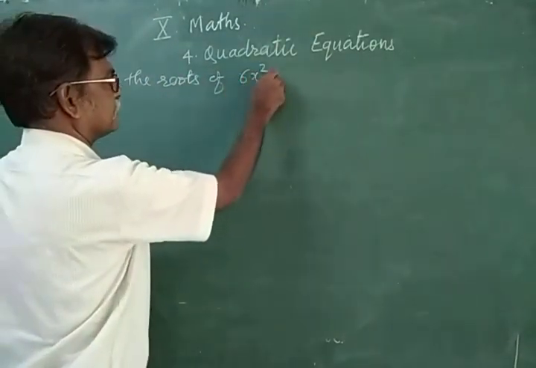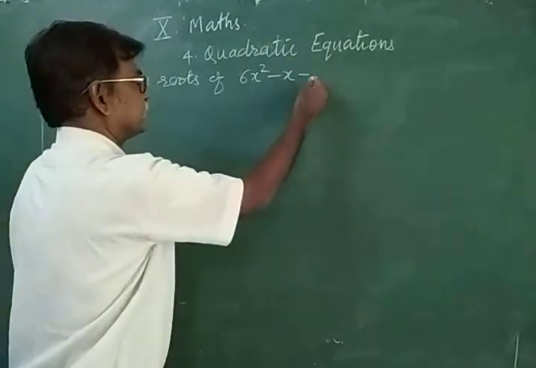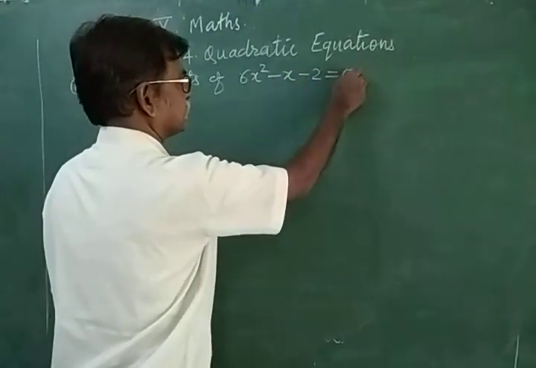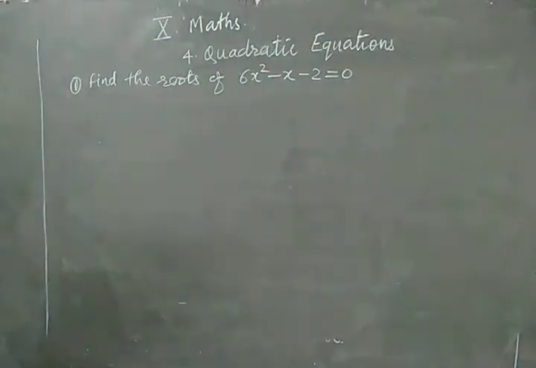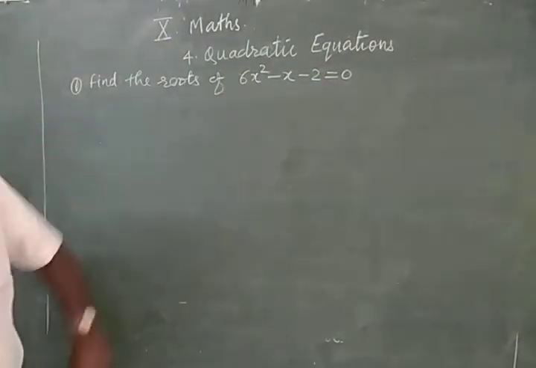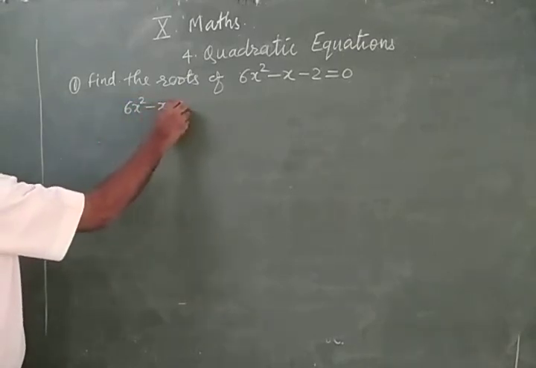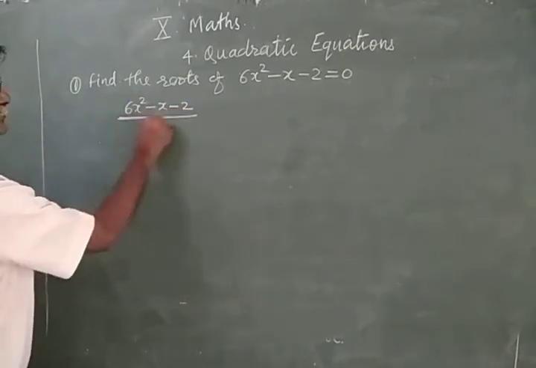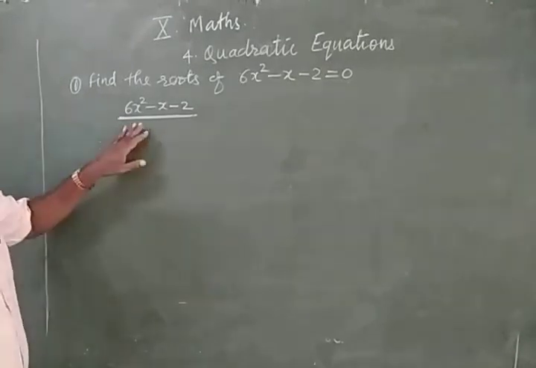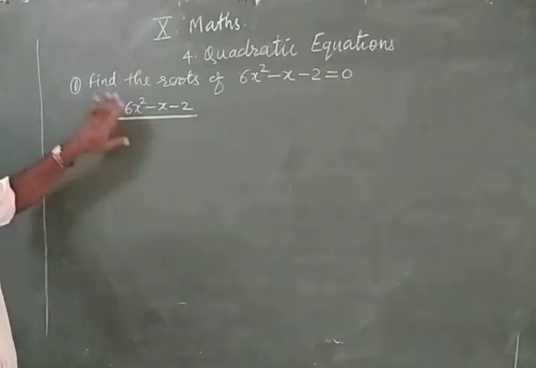6x square minus x minus 2 is equal to 0. Now, the left hand side is 6x square minus x minus 2. We have to factorize this. And in the 9th class, you have done this, how to factorize it.